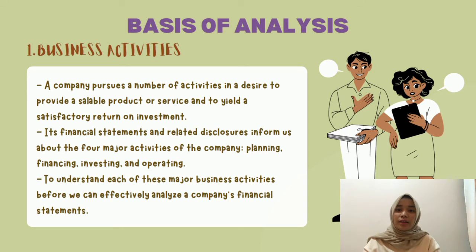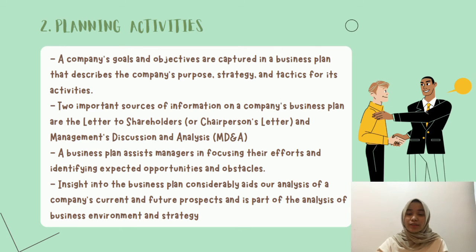So financial statements and related disclosures inform us about the four major activities of the company. The first is planning, the second is financing, the third is investing, and the last is operating. It is important to understand each of these major business activities before we effectively analyze a company's financial statement.